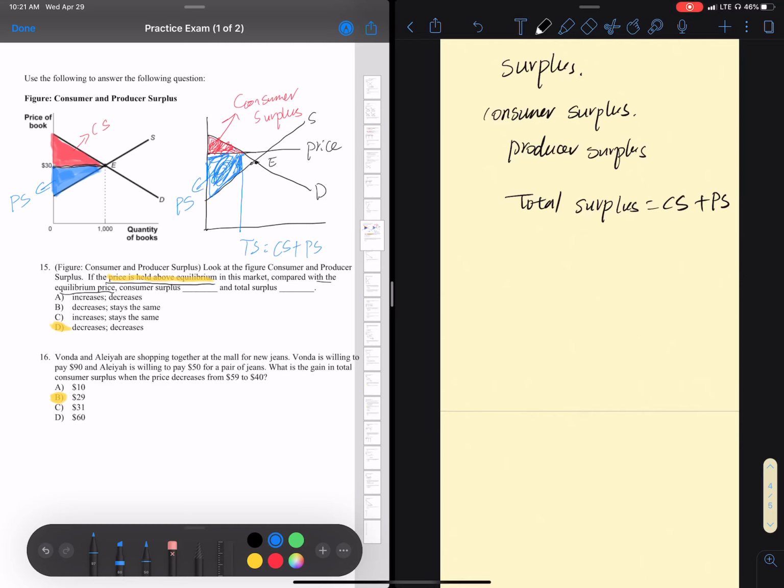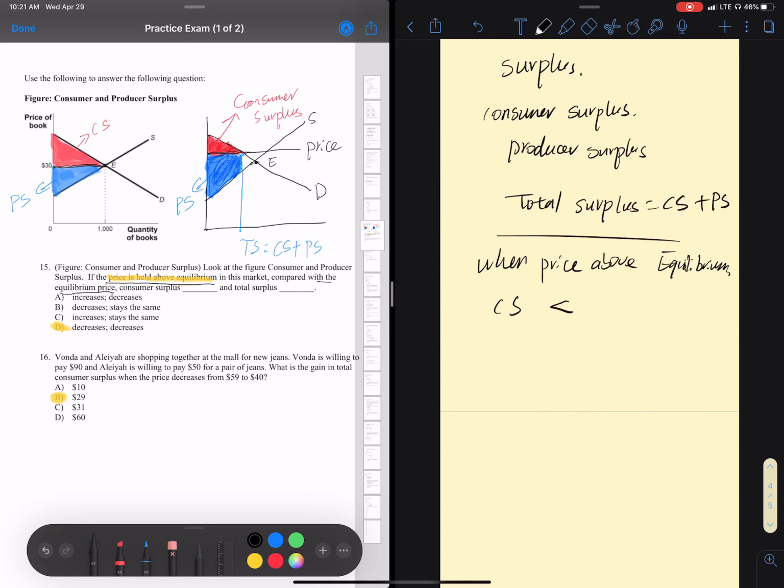So if you compare these two, when the price is above the equilibrium, the consumer surplus will be less than the original consumer surplus. You can see this area is smaller than this triangle, right?